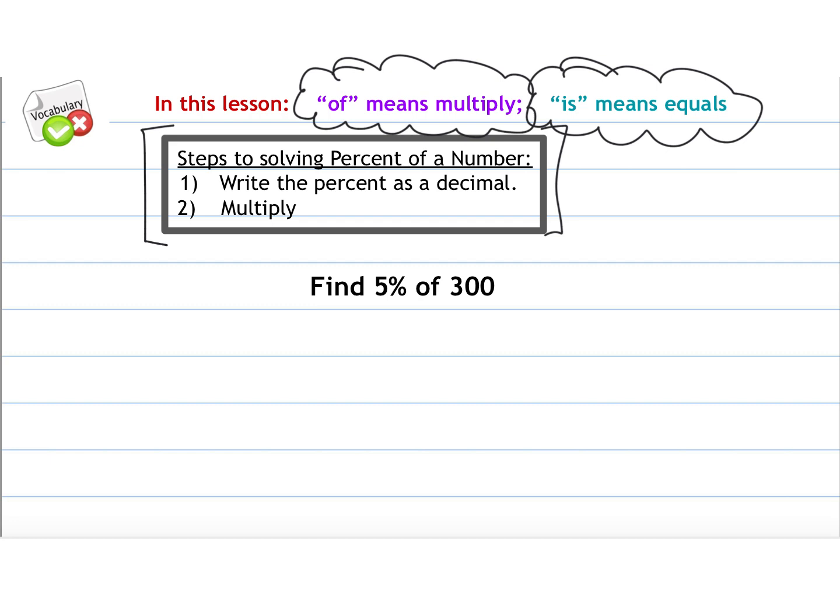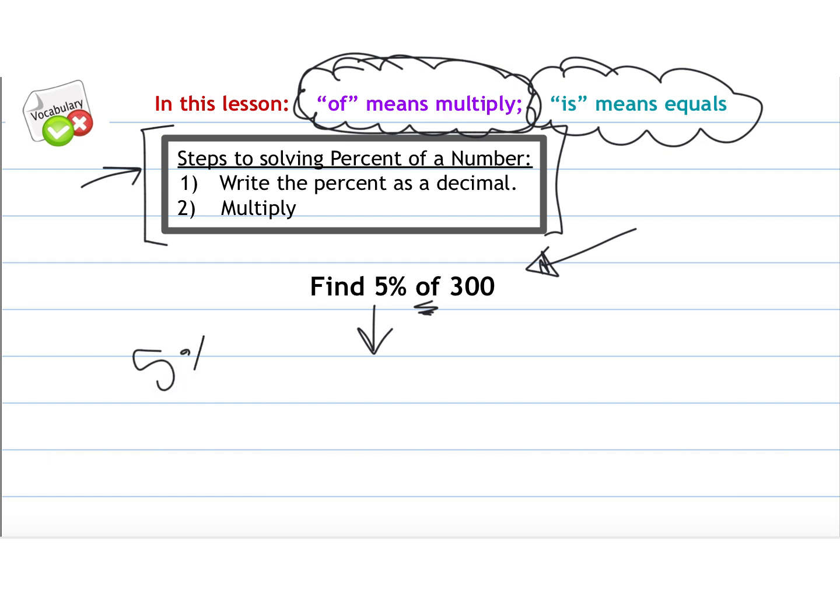multiplying. So if we look at find 5% of 300, "of", which we just said, means multiply. And our first step here is writing the percent as a decimal. So we're taking a part of 300. We're taking 5% of it. So a small percent of 300. So we're taking a part of, like my whole is 300, my percent is 5, and we want to find the part. So we write 5% as a decimal.